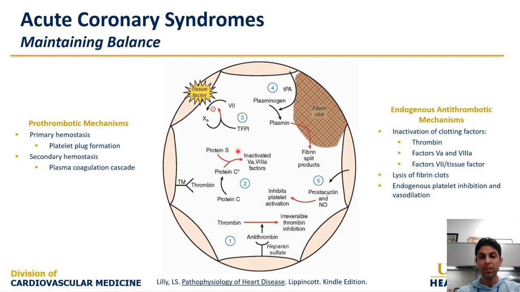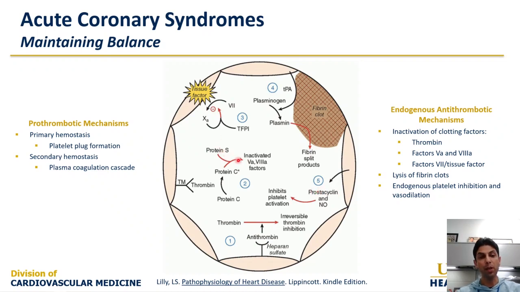Now, what we also see is that there's an inactivation of the factor 7 or tissue factor complex by the tissue factor pathway inhibitor. And that's what's shown here. The tissue factor pathway inhibitor is inhibiting this process. And then we also, again, have lysis of fibrin clots by tissue plasminogen activator, which we've taken advantage of in terms of fibrinolytic therapy, which we'll talk about later. And then last but not least, there's inhibition of platelet activation by prostacyclin and nitric oxide, and that's shown here.